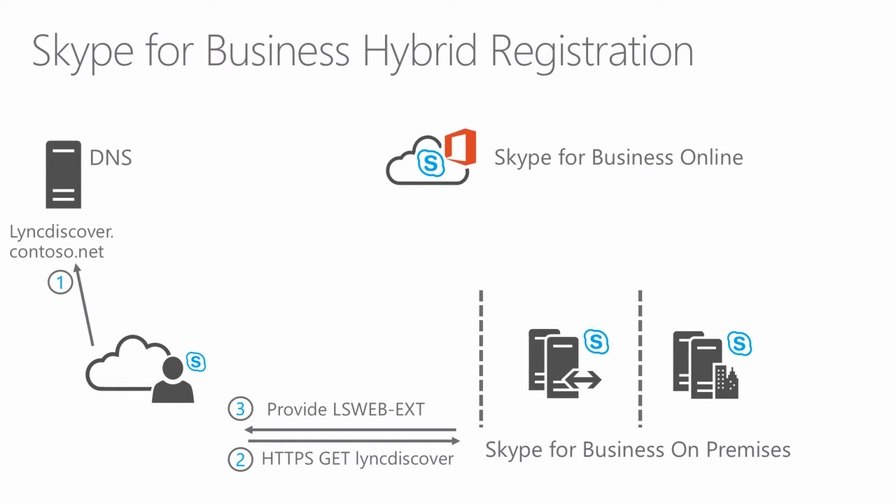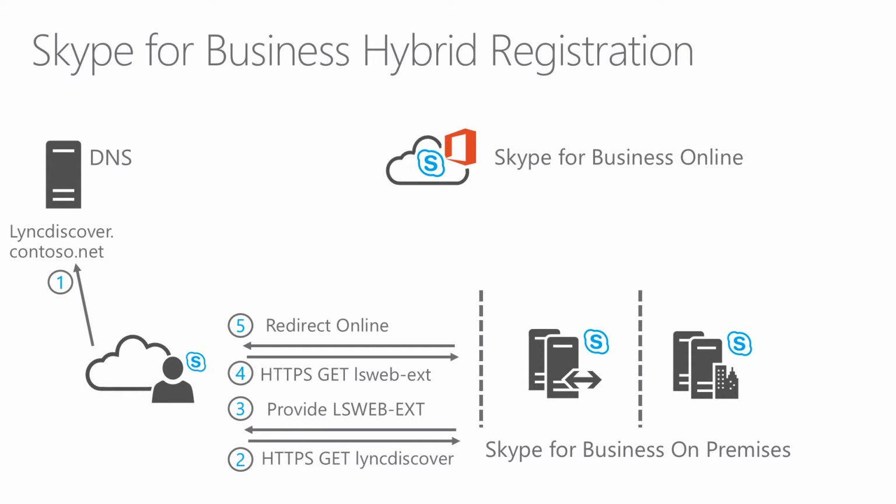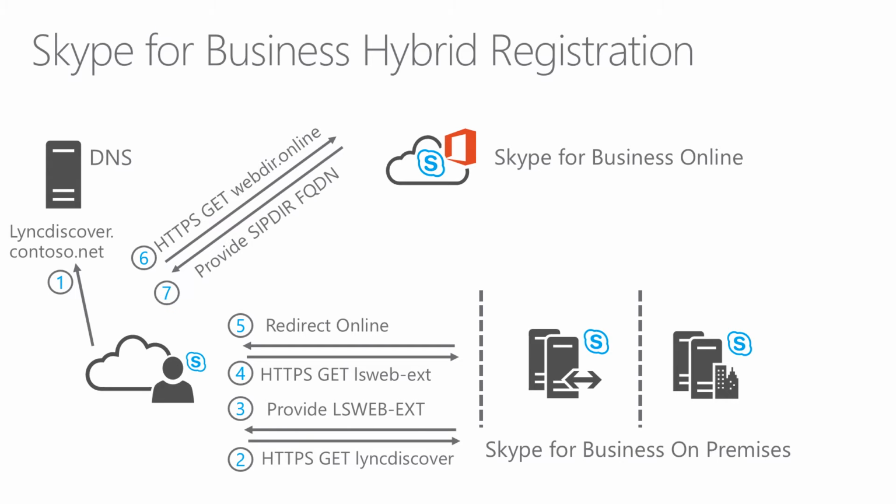And then the Skype for Business on premises will provide the external web services URL to that client. It will do another HTTPS GET command to that external web services, and these external web services will redirect the client online, providing the external web services URL from online. Then the client will do an HTTPS GET command to the web services online, and that one will provide its SIP address, the SIPDIR fully qualified domain name, and then the client will be able to register using SIP.